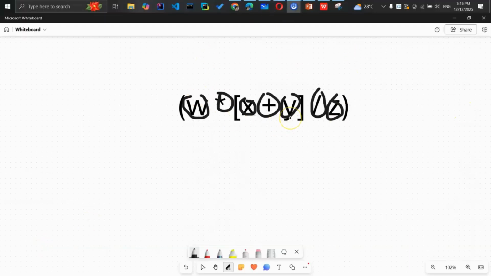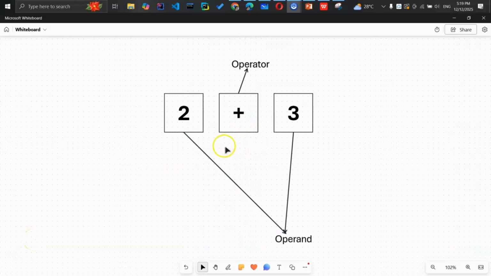At a time like this, we should ignore any numbers or letters or operators. We should care about the parentheses, brackets and braces, because this is about the balancing of parentheses only. Look at this equation, 2 plus 3. We can name the parts of this equation like this.